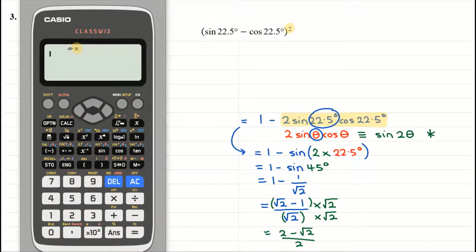Try that again. So 2 subtract the square root of 2. Let's come out of that. Try again. Divided by 2. There it is. Okay, so they're the same value.